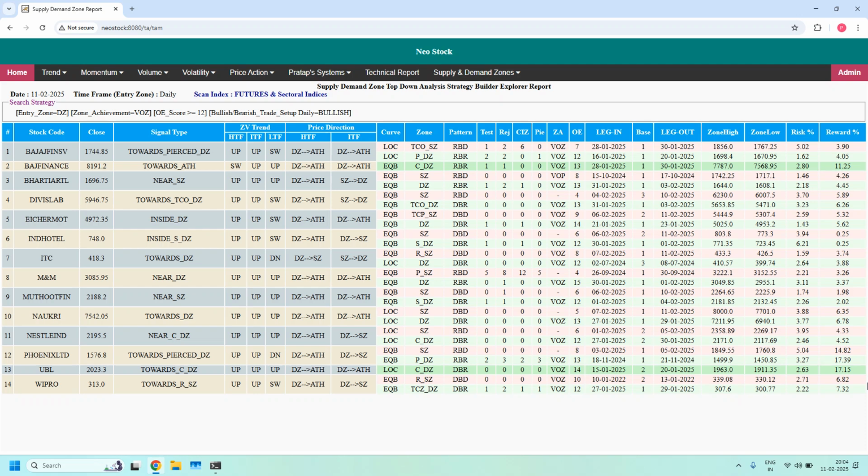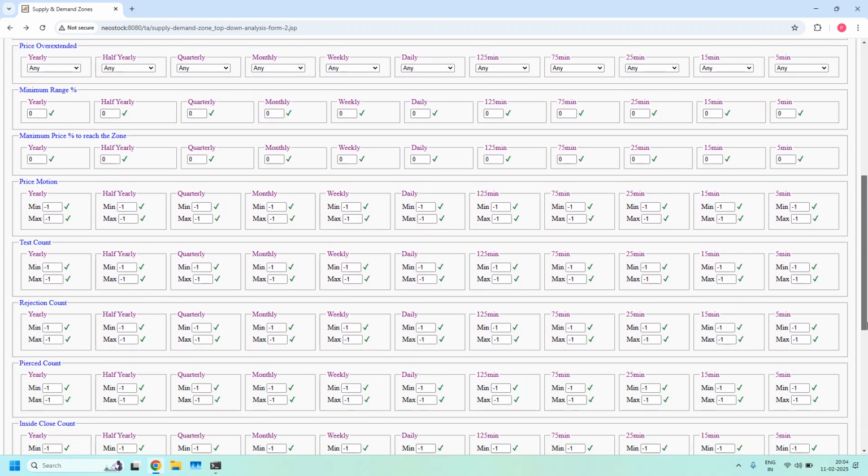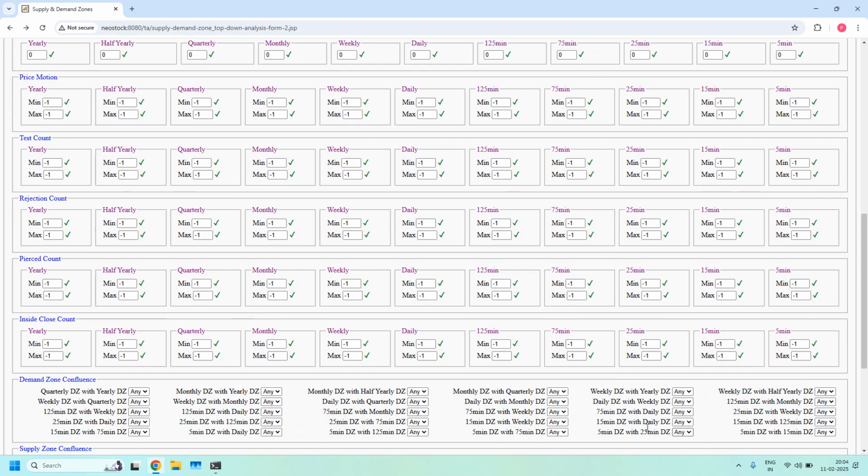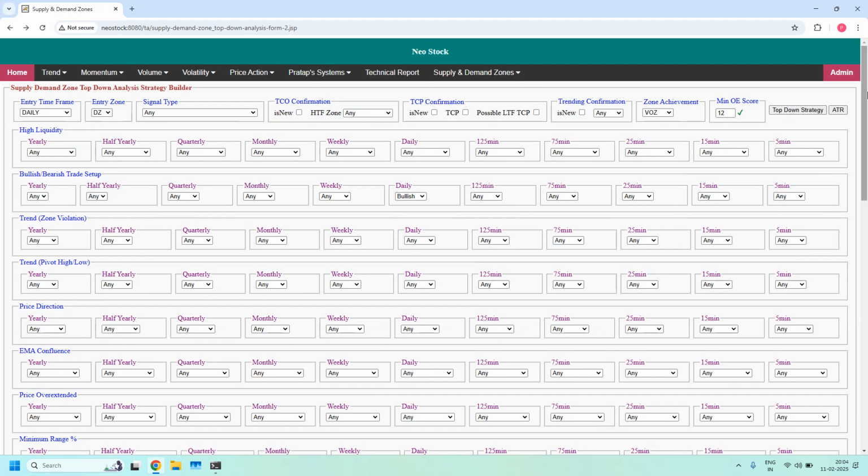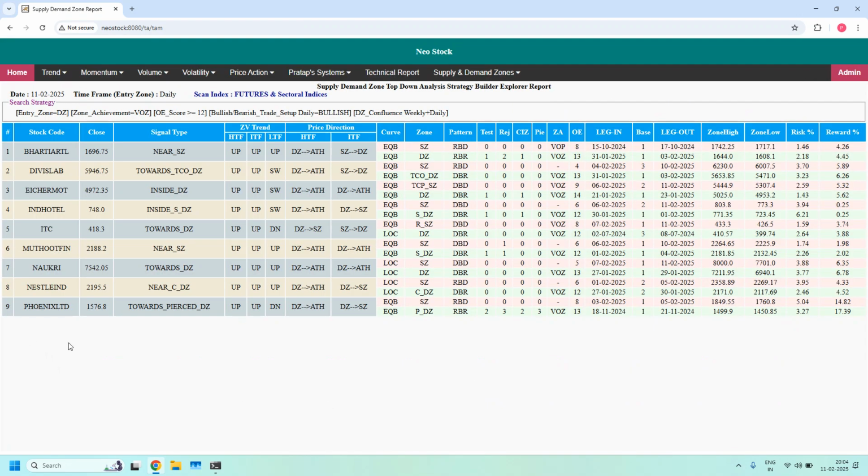We can further filter this list based on zone confluence. First filter is LTF and ITF demand zone confluence. Let me apply that filter. LTF and ITF, that is daily and weekly demand zone confluence for monthly income trade. So we got 9 stocks.